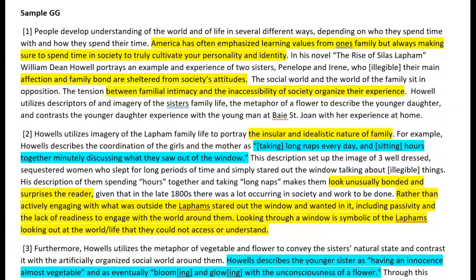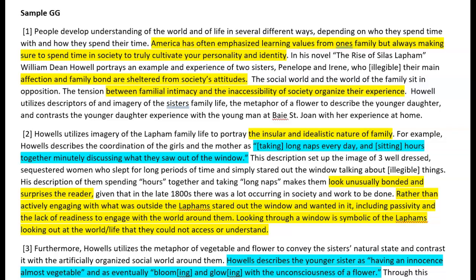So what I want you to do is look at GG, and what I did here is very similar to what I did in a previous video, is that I highlighted in yellow ideas that are analysis, and then I highlighted in blue what is textual evidence. And if you look, there's some really good textual evidence, some really good analysis here.